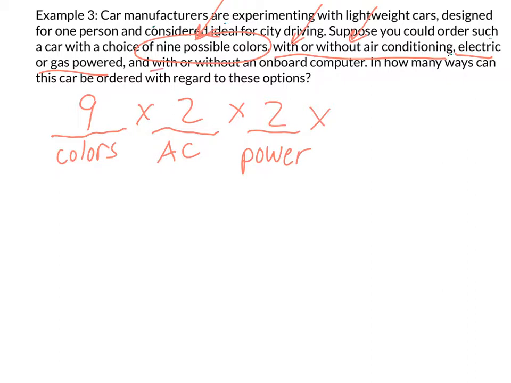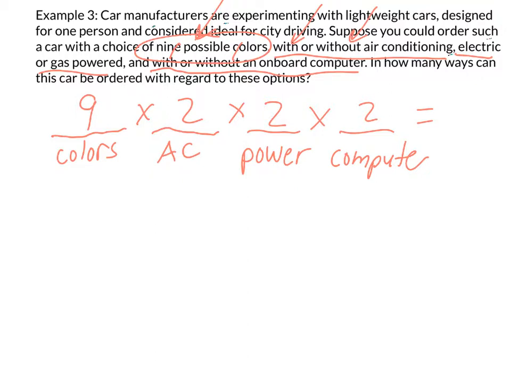times, and then the final decision is if you want this onboard computer. So I'm going to label the last underline computer. So you could either have with or without, so that's 2 total choices. And again, you don't have to draw underlines, but I'm just going to do that for whenever I'm multiplying in this chapter and it's a more complicated word problem like this. It just helps me to visualize the scenario a little bit better.